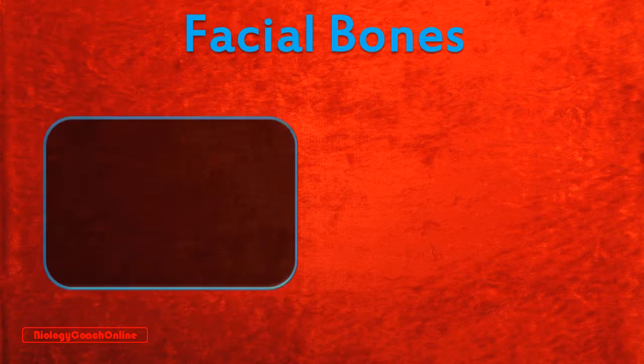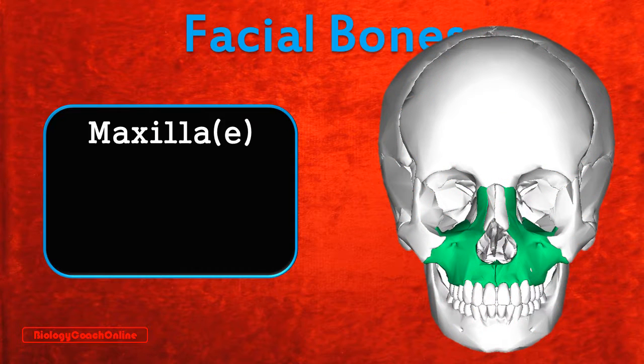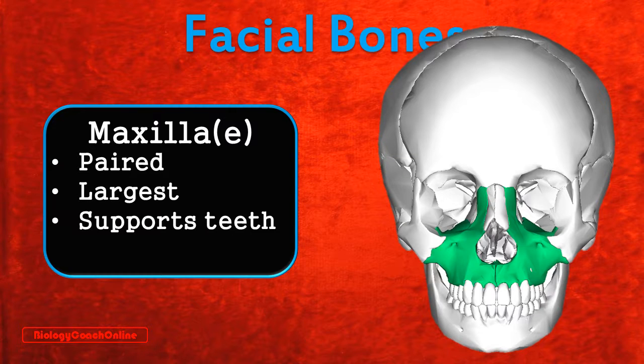So let's begin with the maxilla, again singular, or maxillae, plural, seen here in green. So as its plural name implies, this is a paired bone. The maxillae together make up the largest facial bone. The maxillae surround and support the upper or maxillary teeth, we refer to them as, and they also form the inferior rim or bottom rim of the orbits of the eyes.